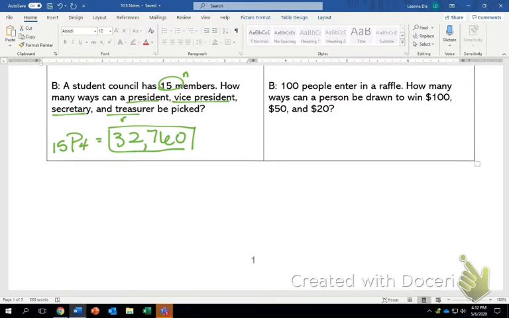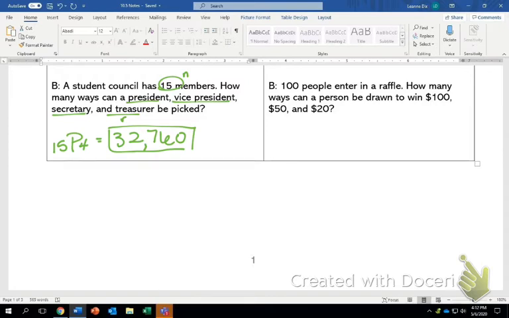Example 2.2b says 100 people enter in a raffle. How many ways can a person be drawn to win $100, $50, and $20? Okay, so in this one, order matters again because the prizes that were being given are different. Okay, if I were just getting the same $5 Starbucks gift card no matter what, well then order would not matter. But in this particular case, $100 is very different than $20.